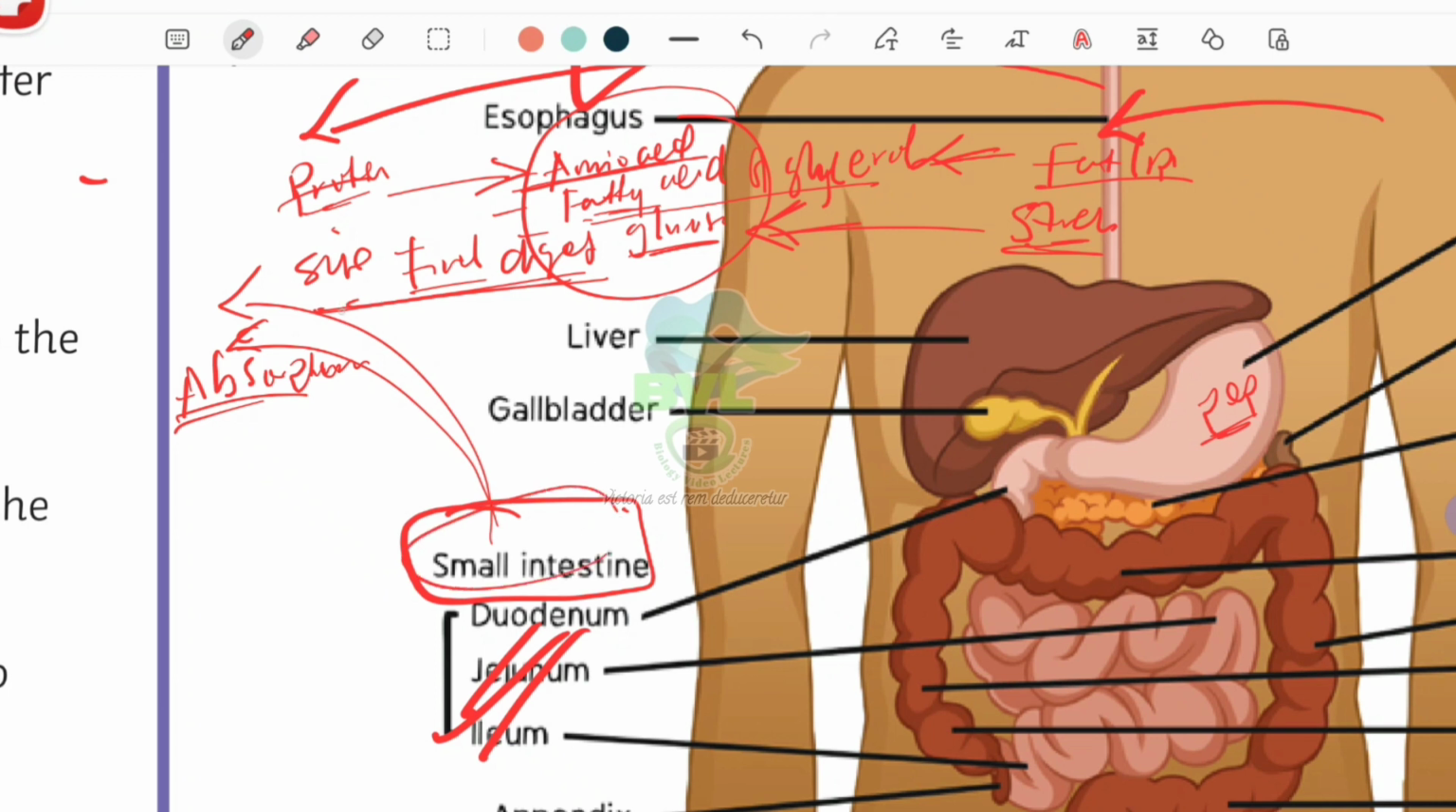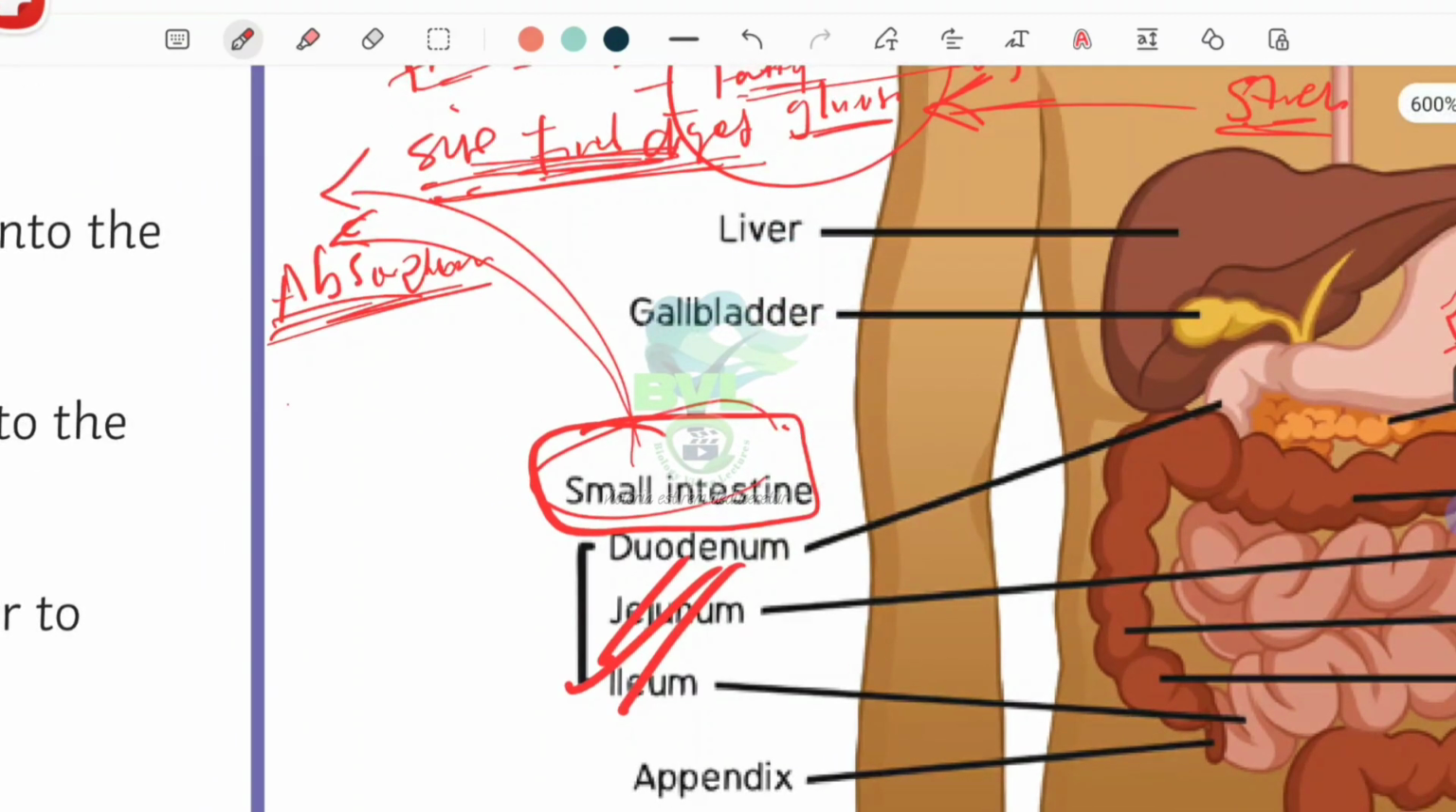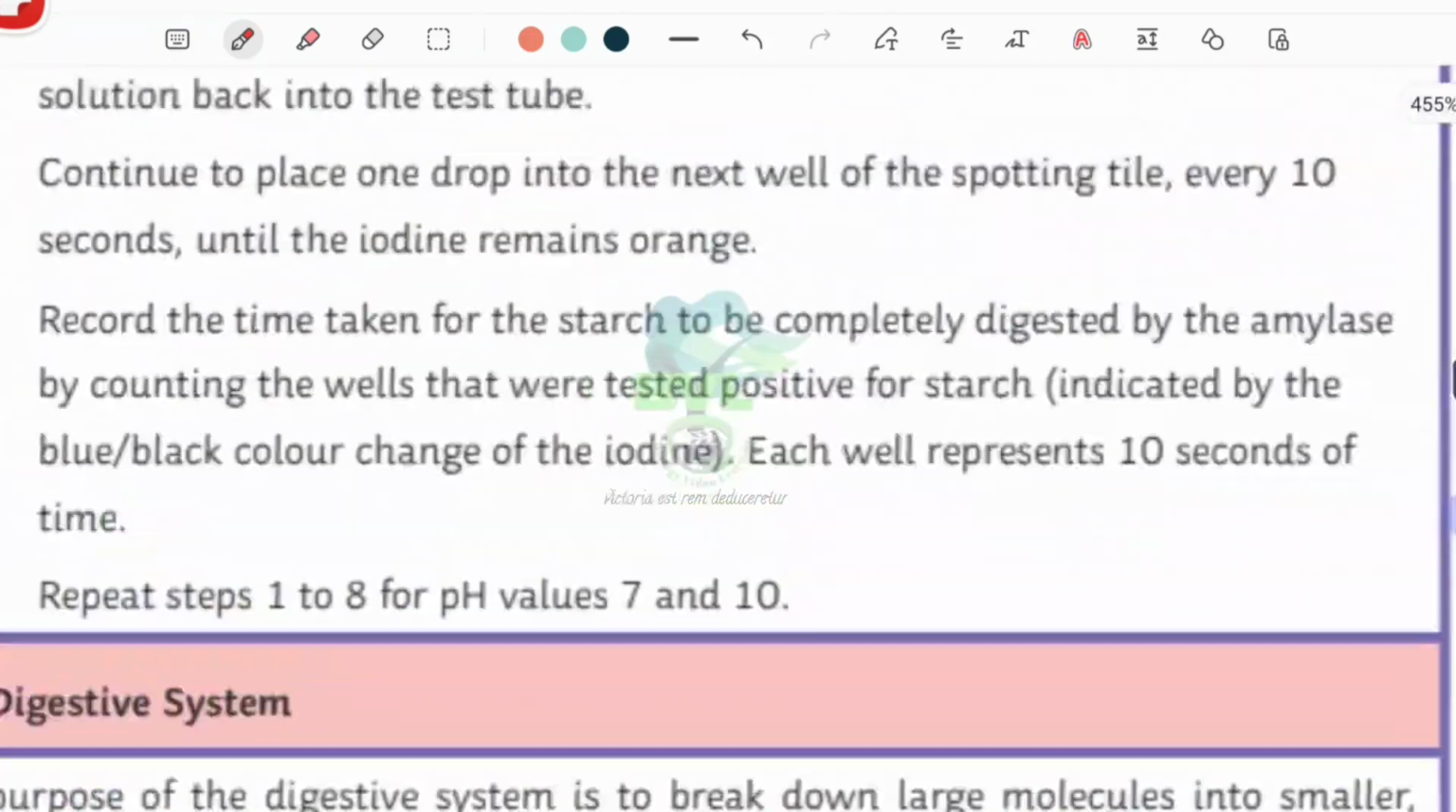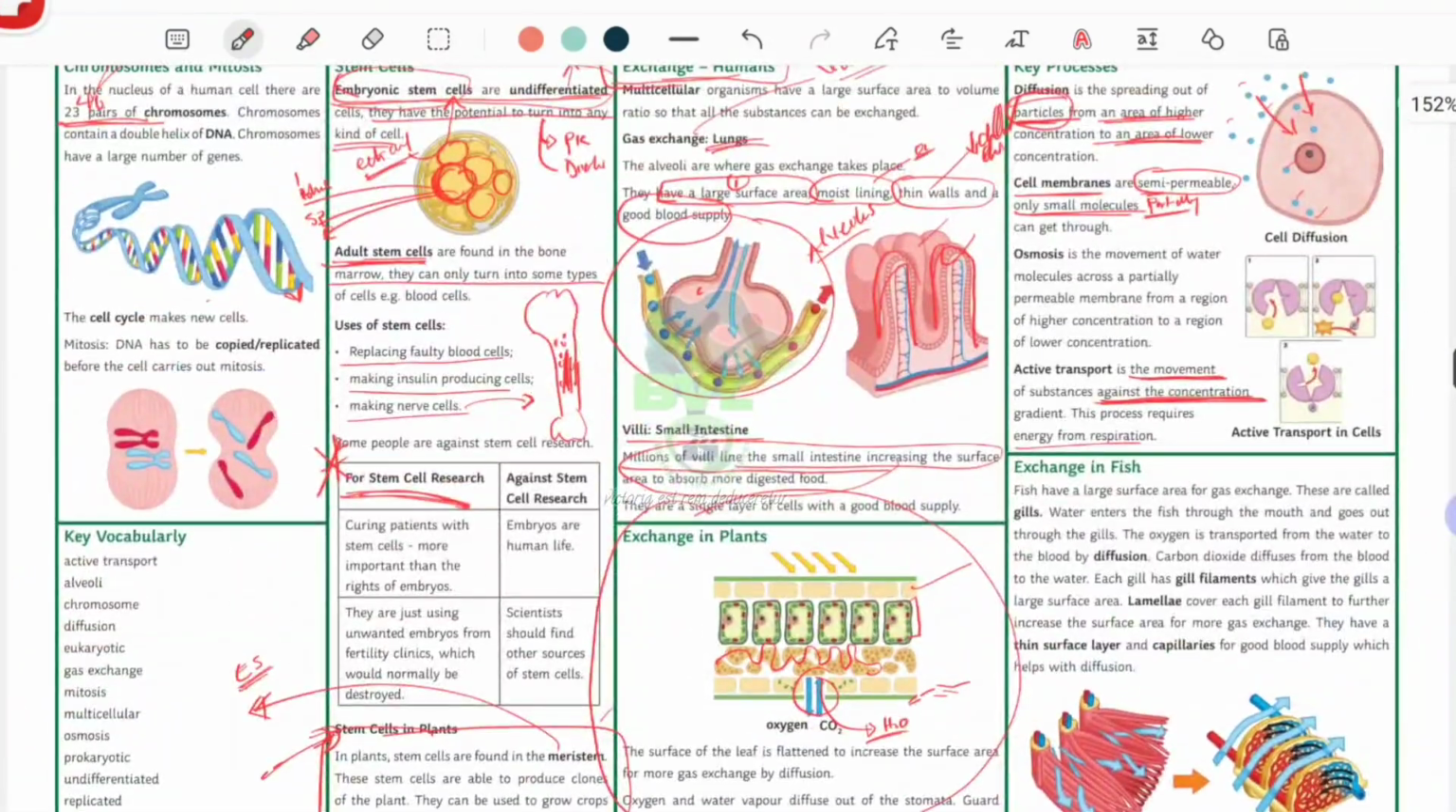It is the site of final digestion, and absorption takes place here because it contains villi. Now, villi are these structures we saw some time ago. Yeah, these ones.